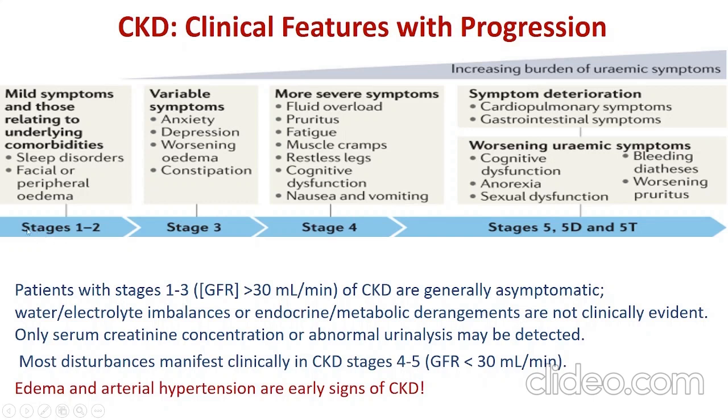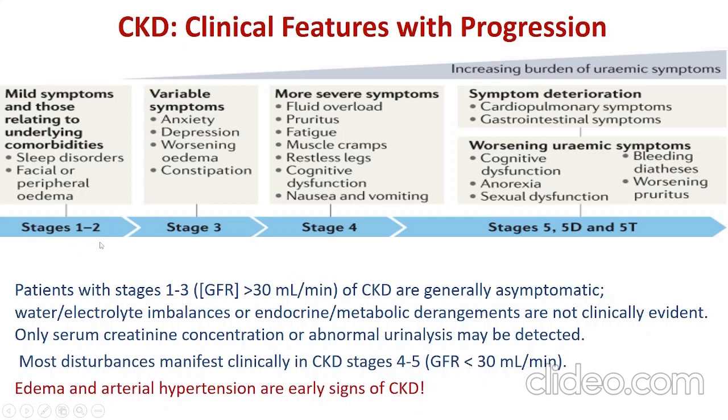Here are clinical features with progression of the disease by the stages. And as I said before, stage 1, 2 and even 3 usually are asymptomatic. Water or electrolyte imbalance or metabolic endocrine changes are not clinically evident. Serum creatinine may be increased and abnormal urine analysis may be detected. But most disturbances manifest in stage 4–5. Edema and arterial hypertension may be among the early signs of chronic kidney disease.